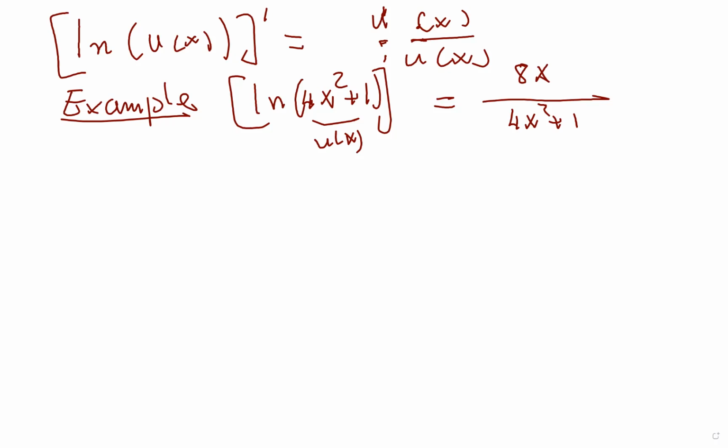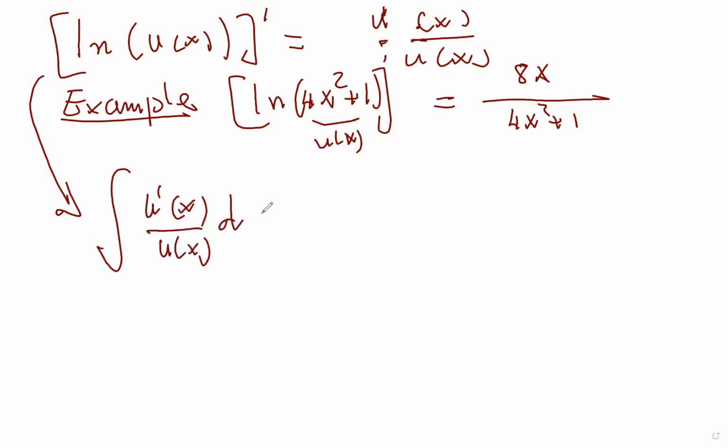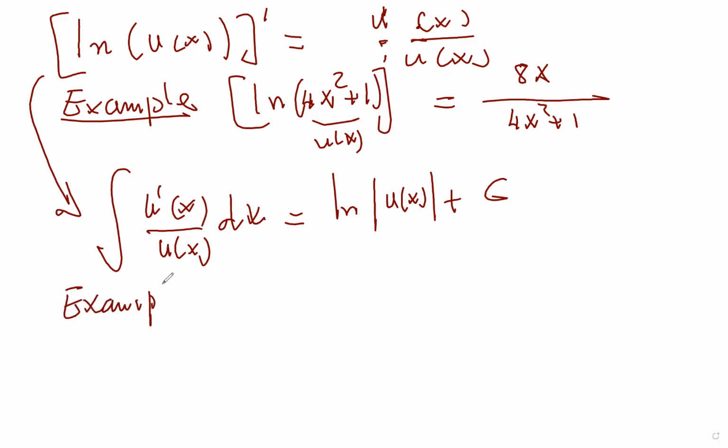Okay. So from this, we also conclude that the antiderivative of u prime of x over u of x dx is equal to ln of the absolute value of u of x plus c. As an example, we can compute the antiderivative of, let's say, 4x over 2x squared minus 1.